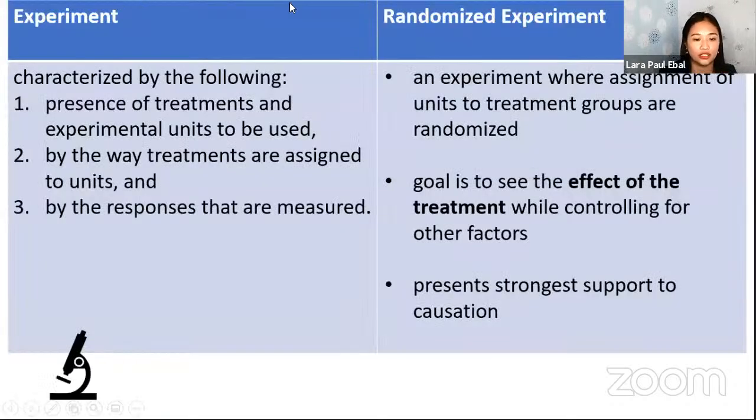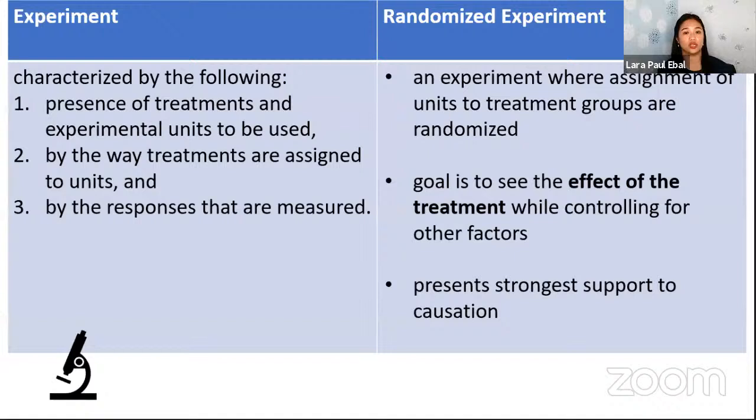So take note first, an experiment is characterized by the following. Number 1, presence of treatments. You know already what a treatment is. Experimental units, and by the way, the treatments are assigned to the units, and the responses that are measured. You have these terms already, you are all familiar with this. The next is the randomized experiment. It's an experiment where the assignment of units to treatment groups is randomized.